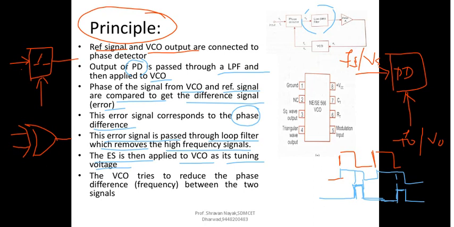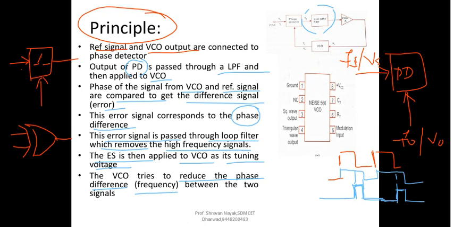But here, the very basic function of the voltage controlled oscillator is to reduce the phase difference, or to reduce the difference in the frequency between the two signals, depending upon a voltage signal. So that is the reason why it is called the voltage controlled oscillator. Its basic task is to reduce the difference in the phase or the frequency by means of a voltage input.